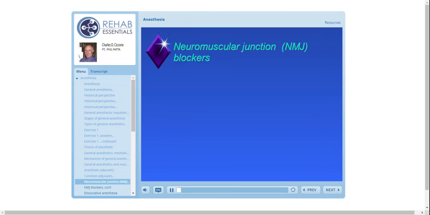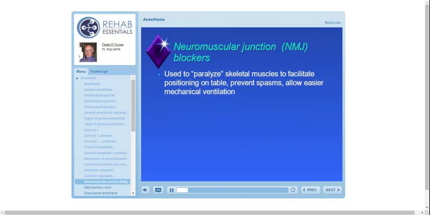Another important helper drug are the neuromuscular junction blockers. These drugs are used to paralyze skeletal muscles. They're not muscle relaxants, although some people do call them that. They're really paralytics. They are going to block the neuromuscular junction receptor, and this will allow the patient to be better positioned on the operating table. They'll prevent spasms that could be disastrous during a delicate surgery.